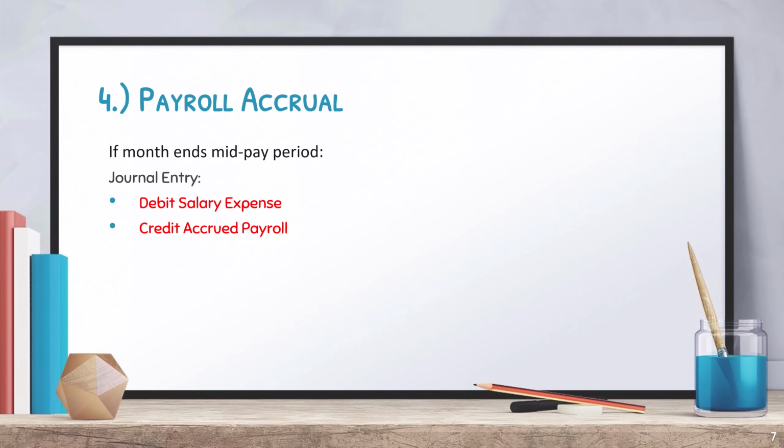4. Payroll Accrual. If month ends mid-pay period, book this entry. The logic is employees worked, we owe them. Payday just hasn't happened yet.